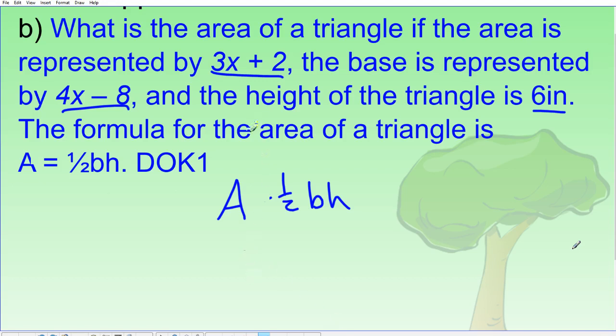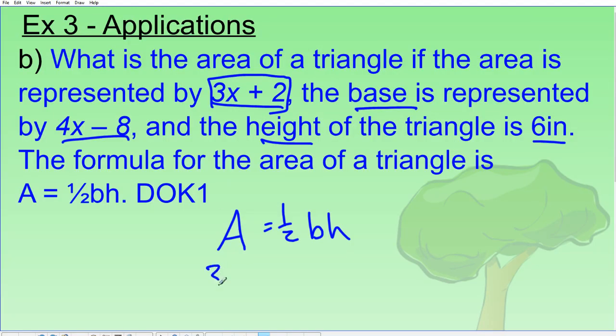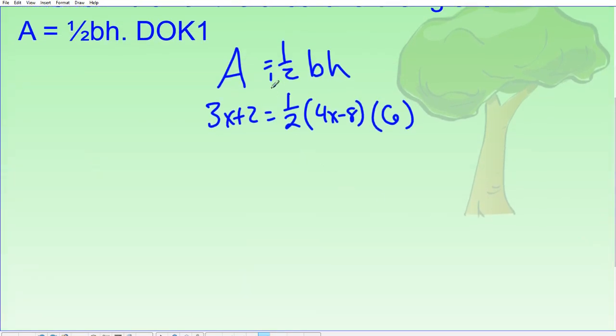Okay, so from here, all we need to do then is to plug in our numbers. So it tells us the area is this 3x plus 2. 1/2 is 1/2. It tells us the base is 4x minus 8. It tells us the height is 6. So now we have an ugly formula, but an ugly solvable formula. If I do one step at a time, this side needs quite a bit of simplifying. The other side I can't really do anything with yet. So I'm going to start by simplifying.